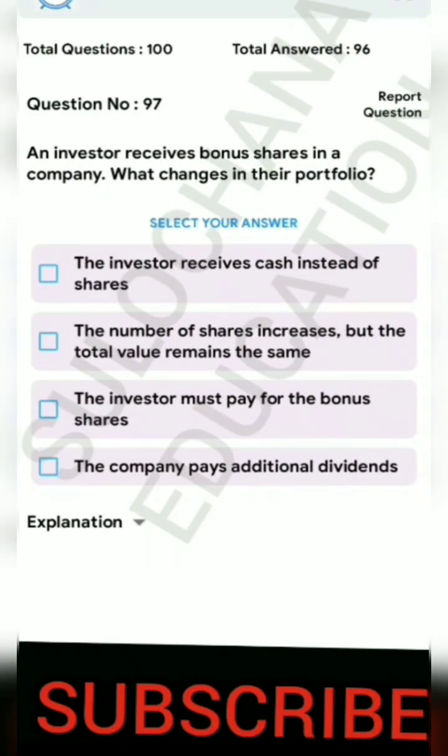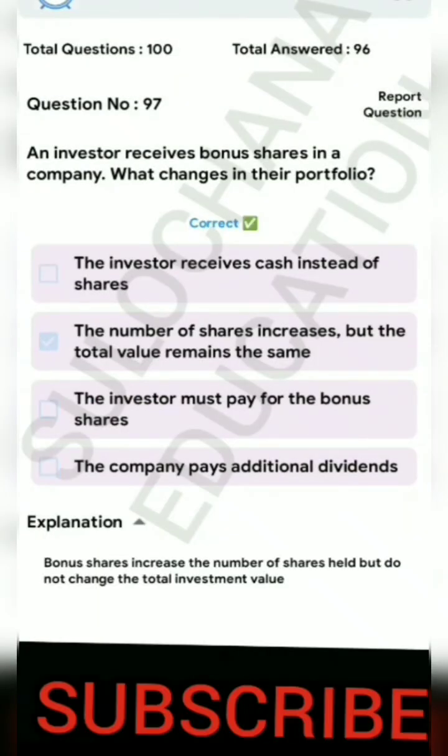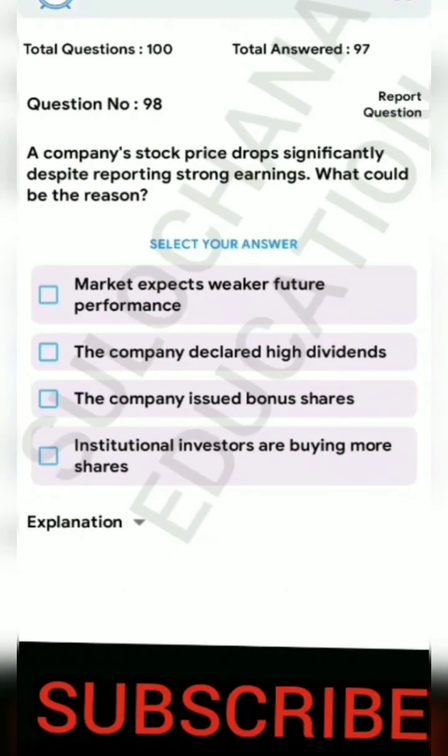An investor receives bonus shares in a company. What changes in their portfolio? Options are A. The investor receives cash instead of shares. Option B, the number of shares increases but the total value remains the same. Option C, the investor must pay for the bonus shares. Option D, the company pays additional dividends. And the correct answer is option B, the number of shares increases.